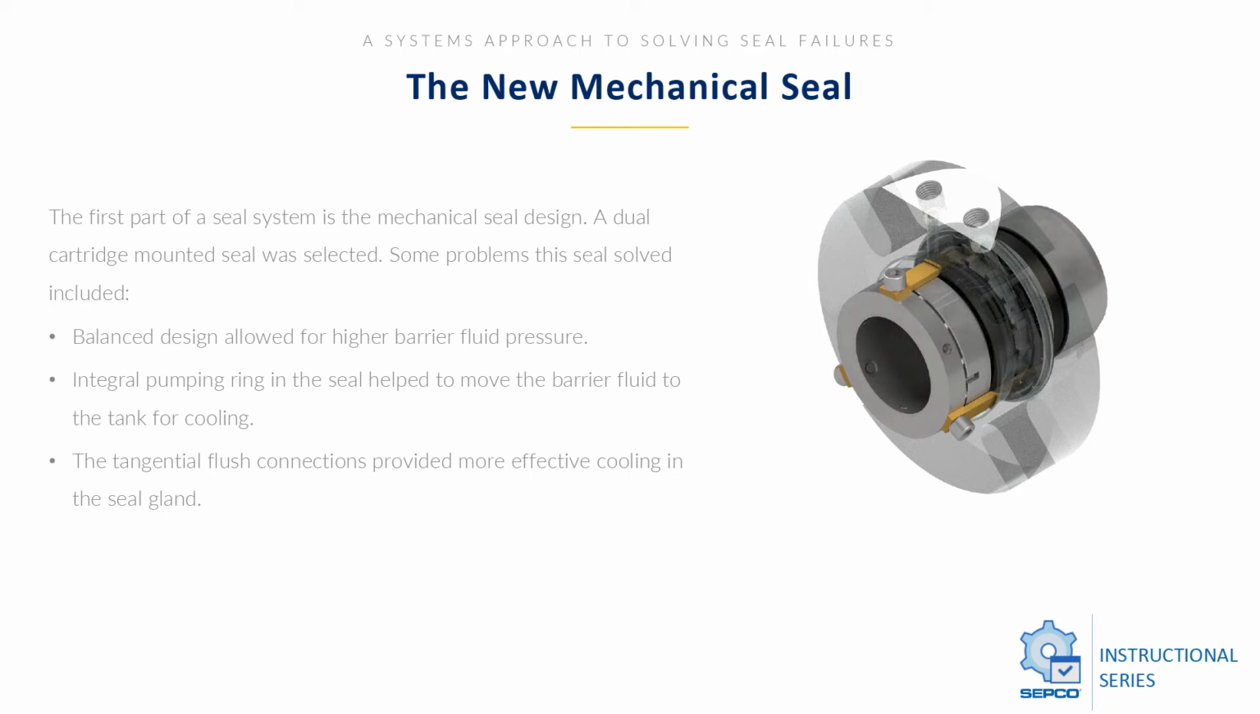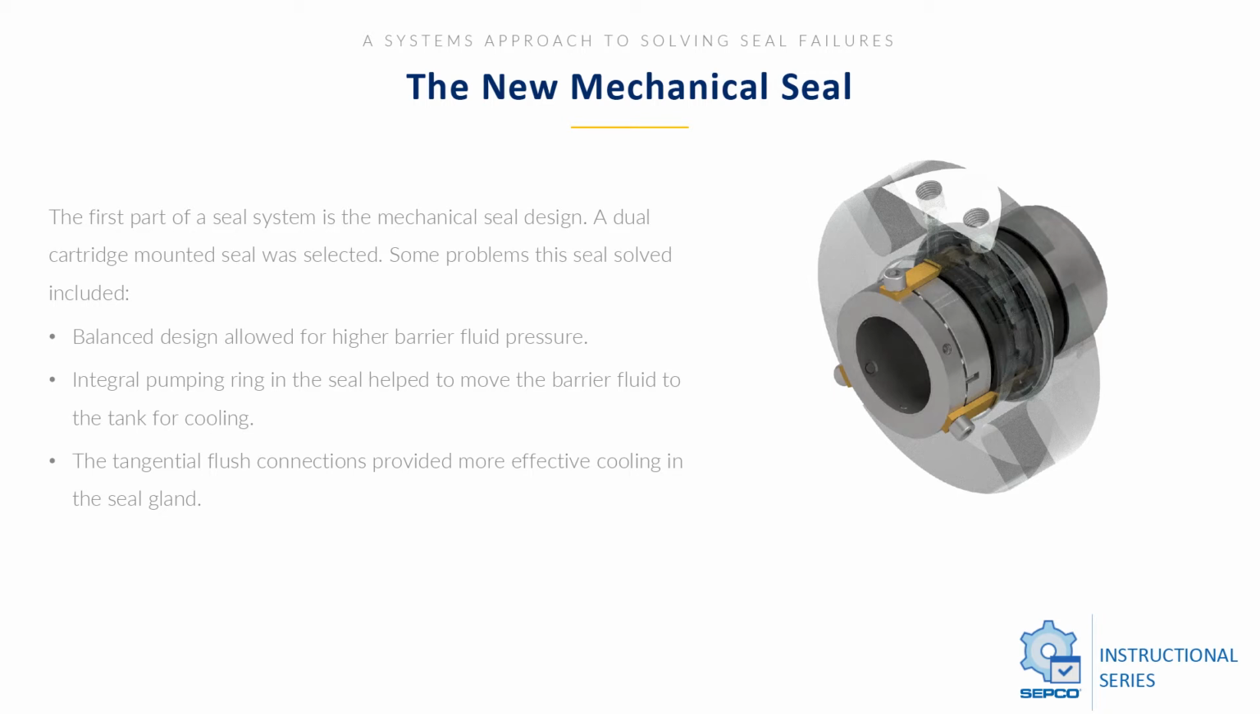So we had to have a higher flush pressure on the seal pot and the barrier fluid to keep that product out of our seal faces and out of that seal cavity and into our barrier fluid closed loop system.